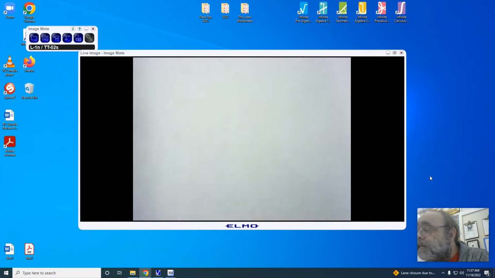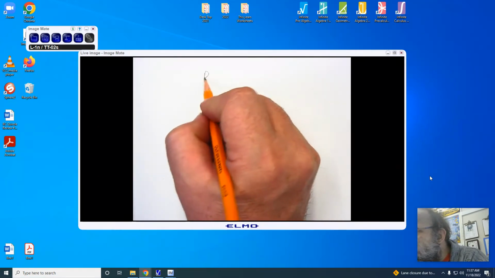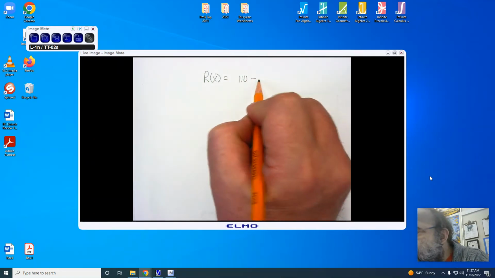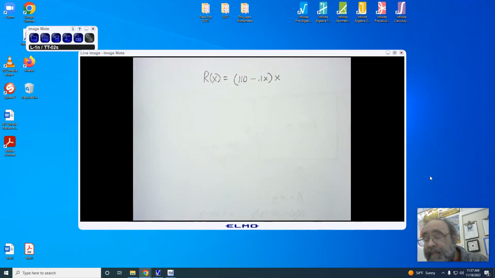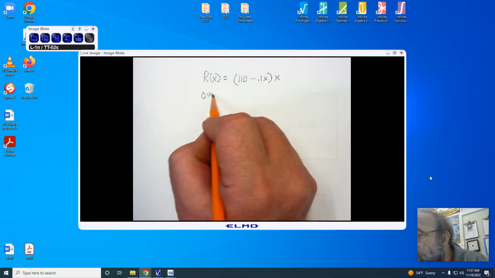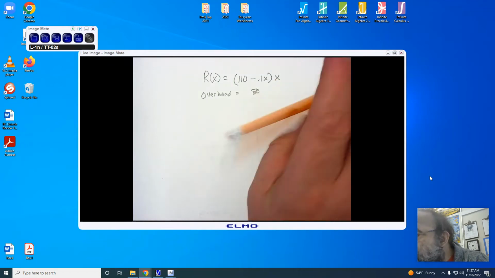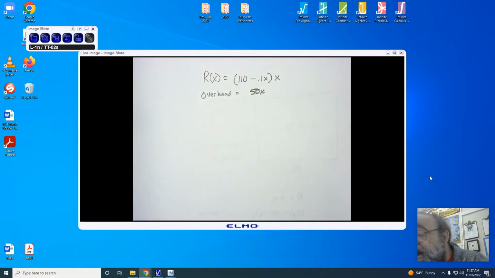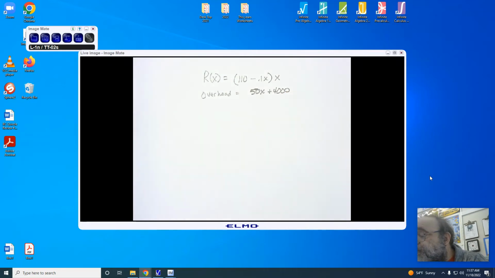Let's go to number 2, a company. A company has started selling smartphones, so we're looking at our revenue, and the revenue in terms of x is going to be the price, 110 minus 0.1x, multiplied by the number of smartphones they sell per day. The overhead, that's their costs, is going to equal $50 per smartphone per day, and an additional $4,000 for running expenses and labor.